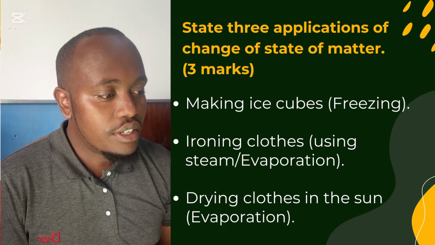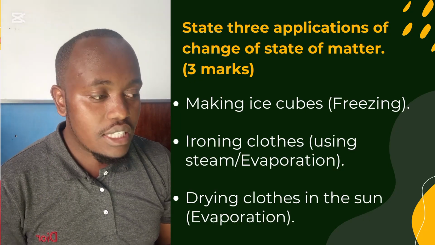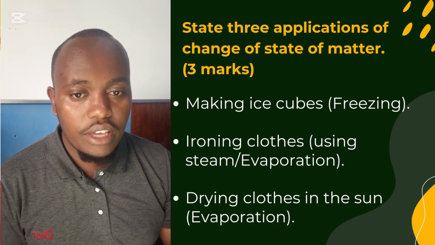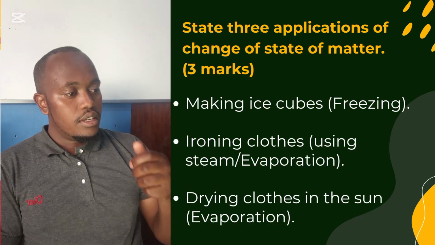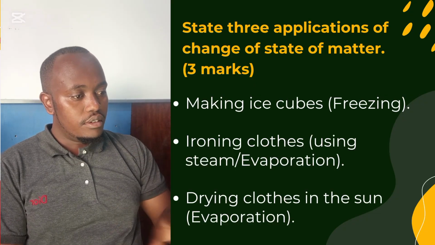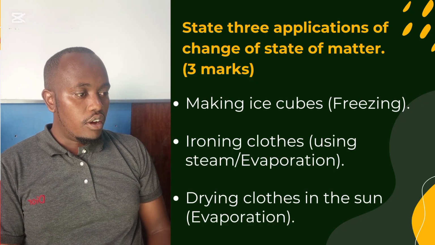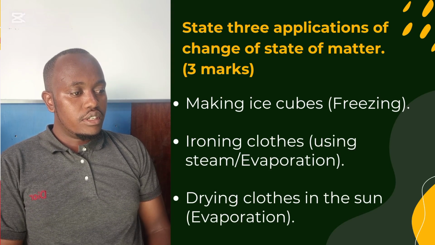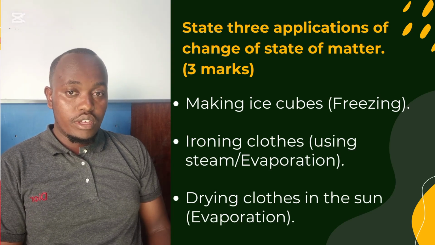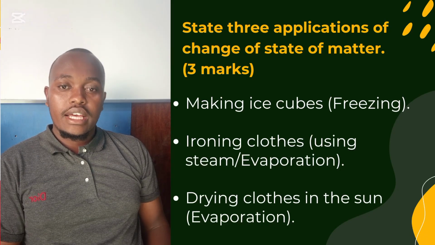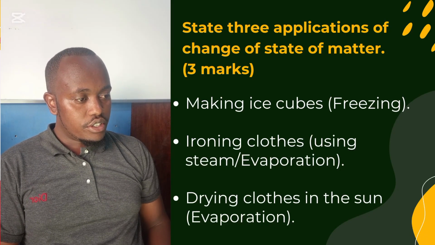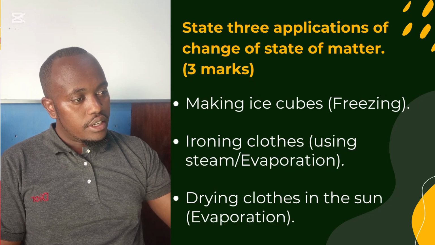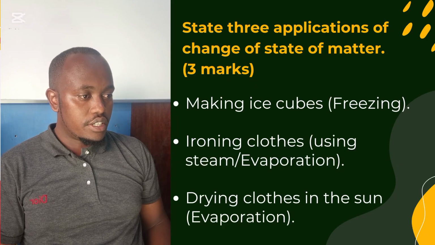Another one is ironing clothes. Some iron boxes use steam to better iron clothes. They heat water, they produce steam, and therefore it is easier or more convenient to iron clothes. The last one, drying clothes in the sun or also in dryers, you use evaporation. Water changes from liquid to gas. You can list many other examples in the comment section.